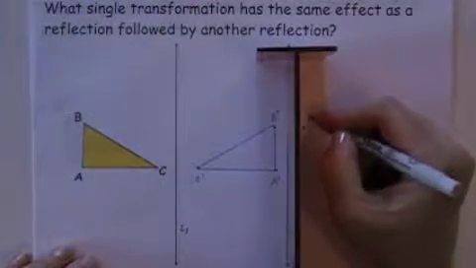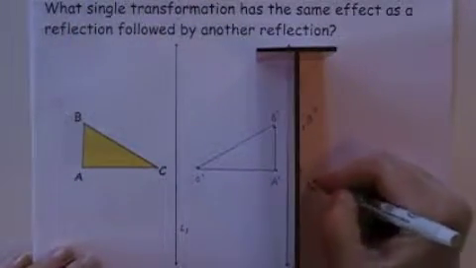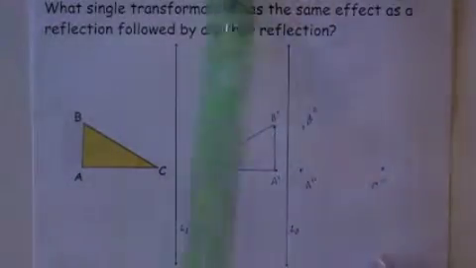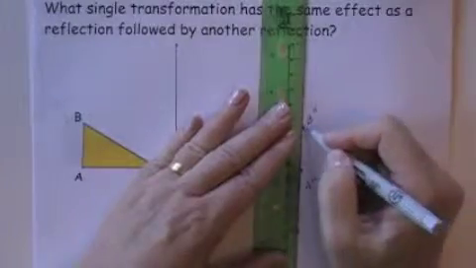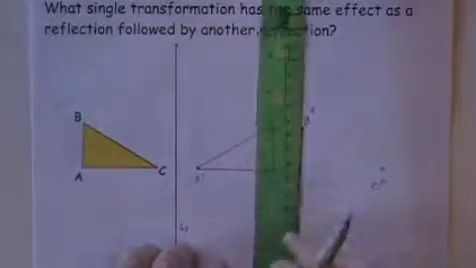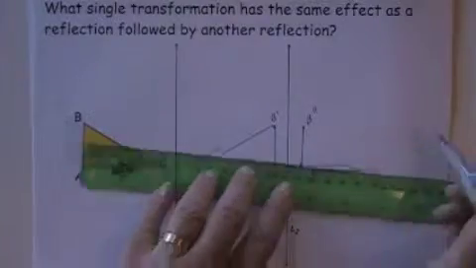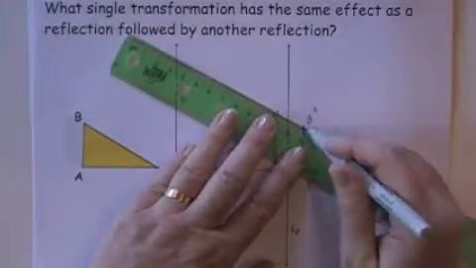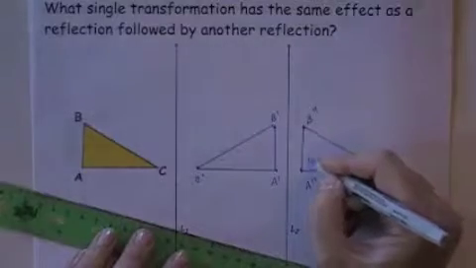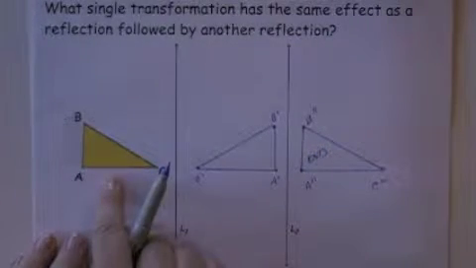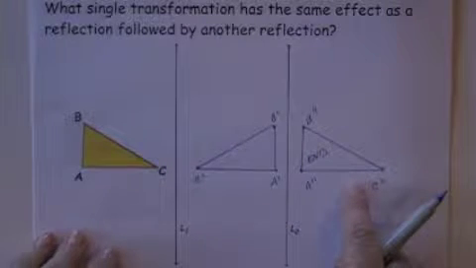I'll call that point B double prime. This will be A double prime, and that'll be C double prime. And the idea is to look at where we started, which is this yellow triangle over here, and compare that triangle to where we ended up. This is where we ended up. And what single transformation would have gotten us from the start to this finish?